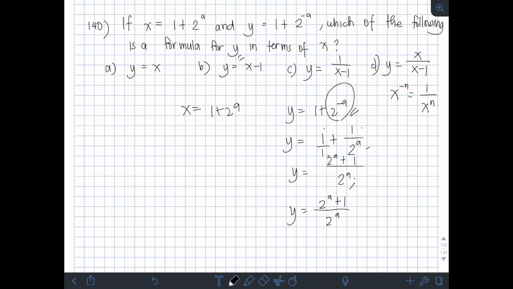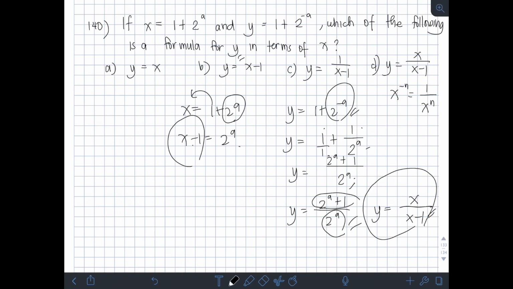Diba yung x natin is equal sa 1 plus 2 raised to a or equal din dito sa 2 raised to a plus 1. So, ibig sabihin, y can be, yung numerator niya is x, right? Tapos, yung 2 raised to a, transpose natin si 1, x minus 1 is equal to 2 raised to a. So, substituting 2 raised to a is equal to x minus 1 here. So, x over x minus 1. Therefore, y is equal to x over x minus 1 in terms of x na lang, right? So, the answer is letter D.